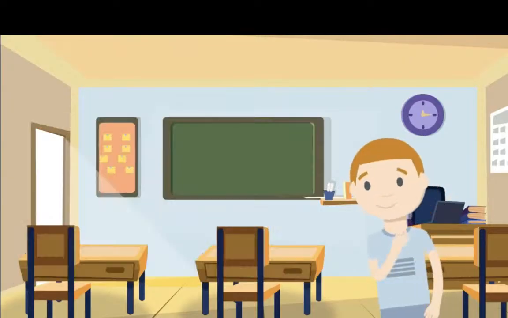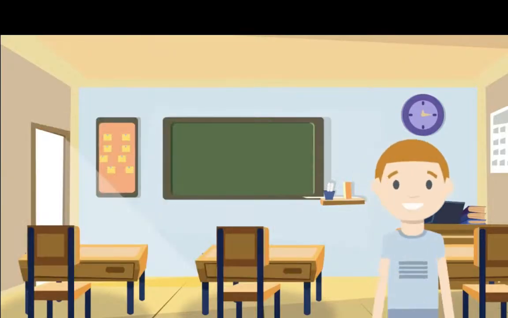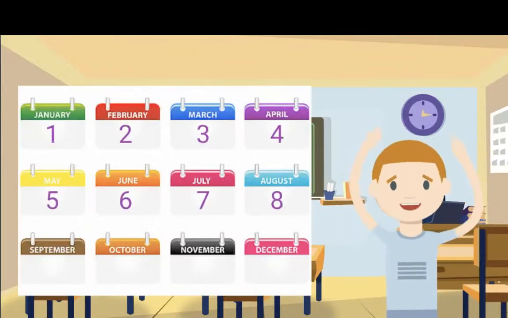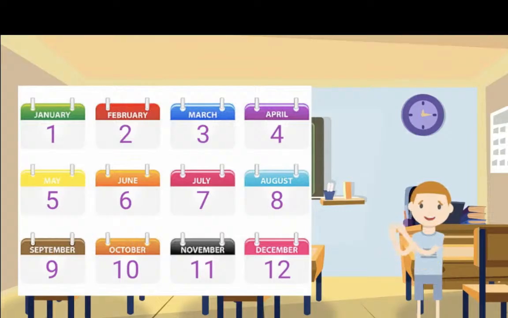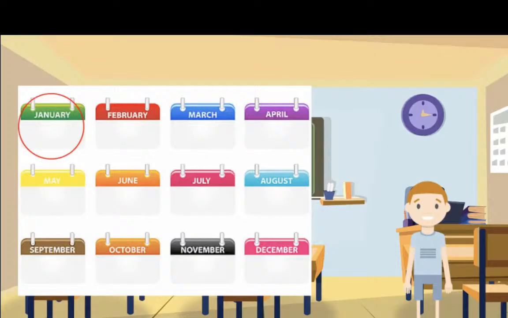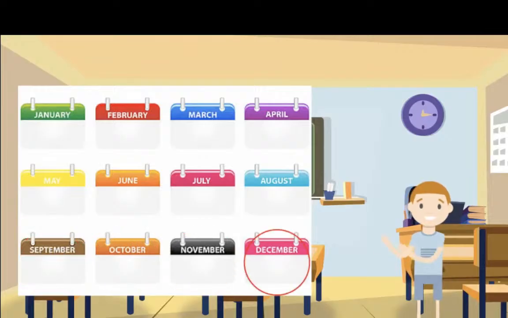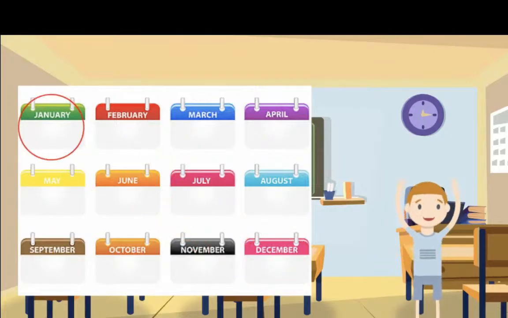Do you know how many months are in 1 year? Yes, there are 12 months in 1 year. Please say all 12 months of the year with me as I read them out loud. January, February, March, April, May, June, July, August, September, October, November, December. After December, a new month begins. This new year starts over with the month of January.